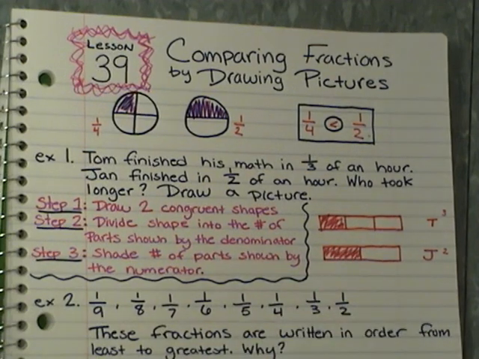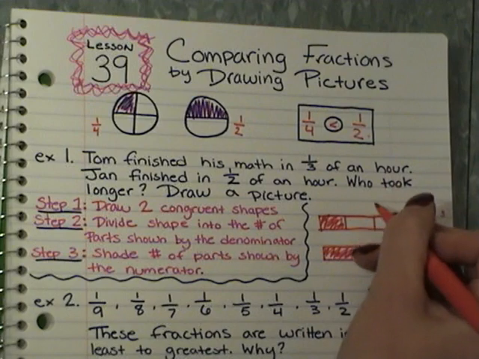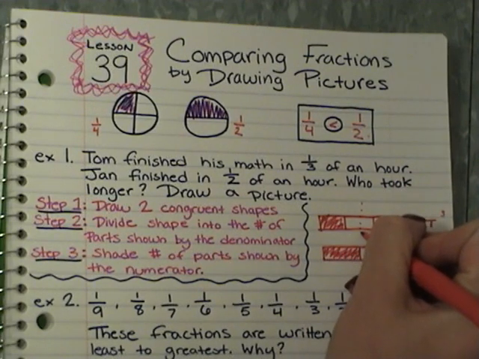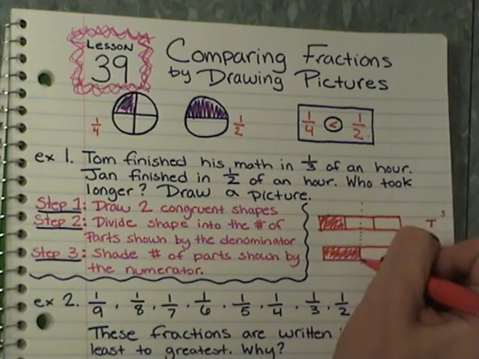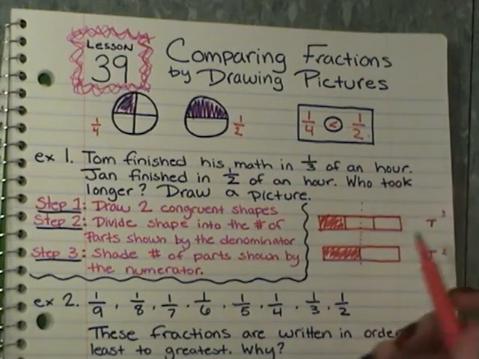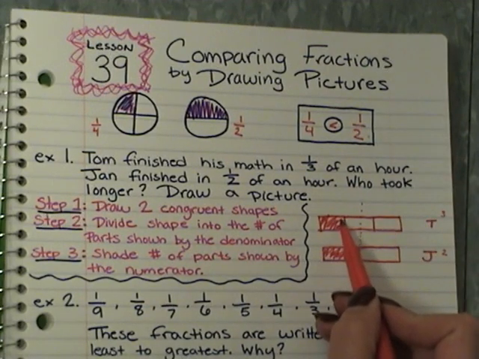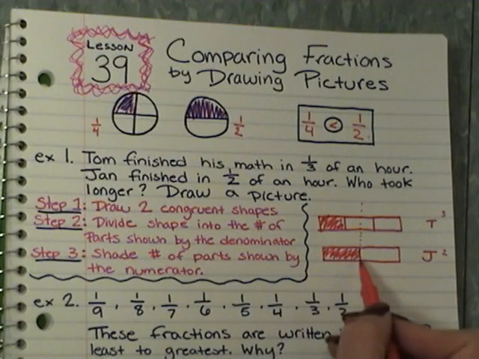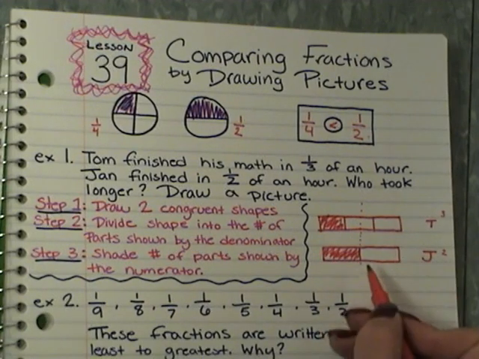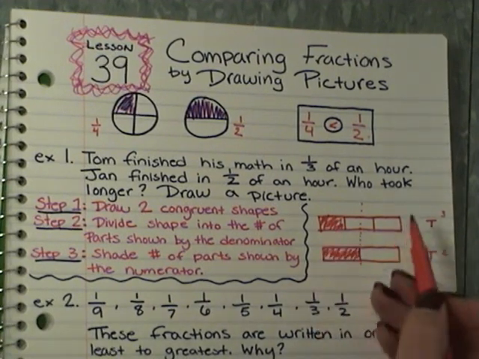Now, by looking at our pictures, we can see who took longer. I like to draw my dotted line, just to compare them exactly. There's some white here. So who took longer? She only took 1/3 of the time when she took 1/2. And so she took longer to work on her homework. So your answer here would be Jan.